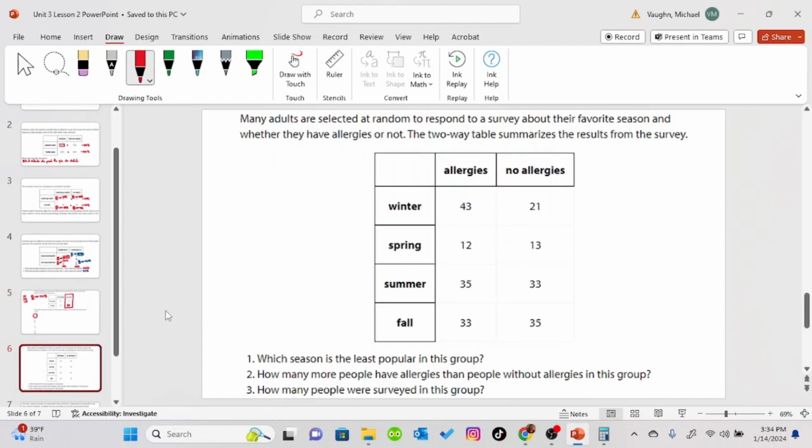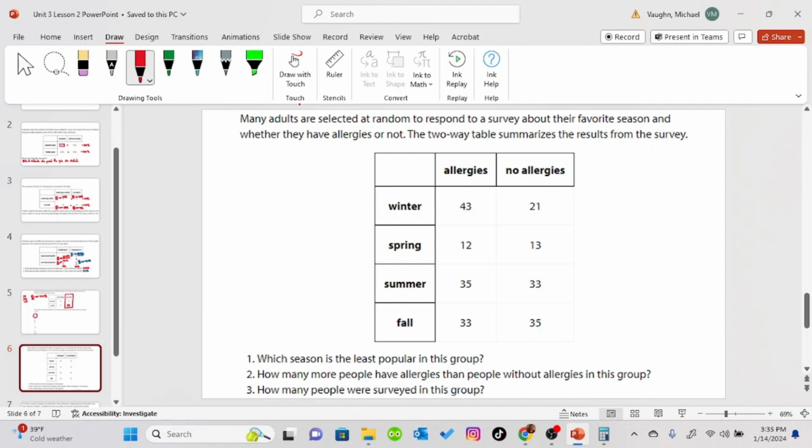Many adults are selected at random to respond to a survey about their favorite season and whether they have allergies or not. The two-way table summarizes the results from the survey. Number 1, which season is the least popular in this group?